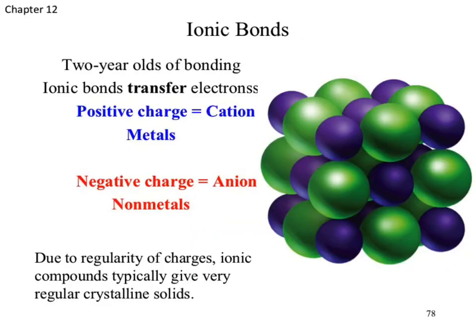Our ionic bonds form between a metal and a nonmetal. The metal will always carry a positive charge. The nonmetal will always carry a negative charge. That's because there's a full transfer of electrons between the two atoms. Why would there be a full transfer of electrons?